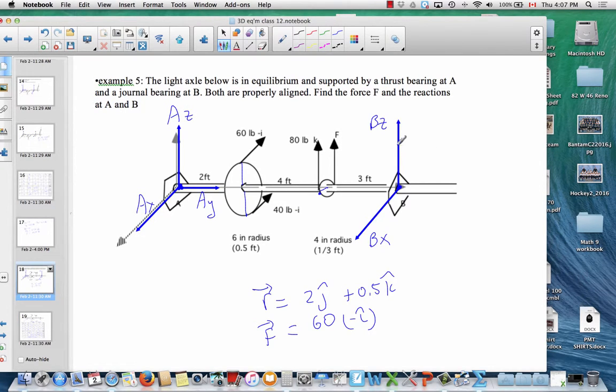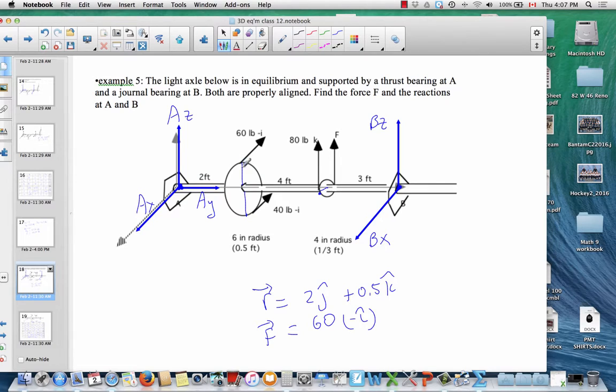So force diagram. This journal bearing will have a Z component of reaction and an X component, potentially, and because they're properly aligned, there's no reaction moments. Here, for the thrust bearing, it could be pushing back with the Y component, and because it's properly aligned, there's no reaction moments. When we go to find the moments, as I mentioned, say for the 60-pound force, we're going 2J plus a half K, and we're crossing that with 60 in the minus I direction.